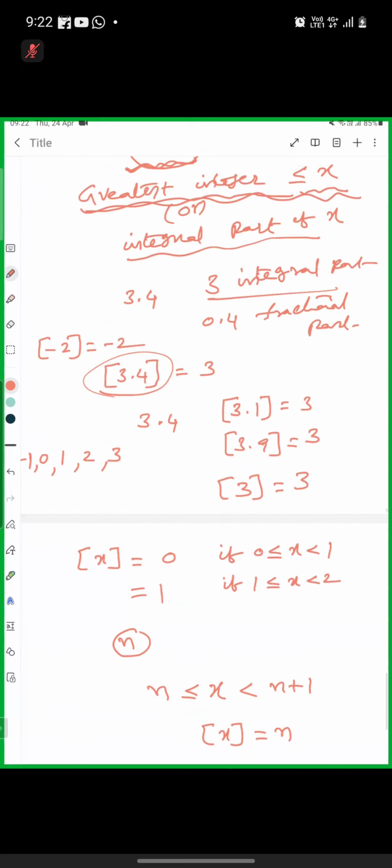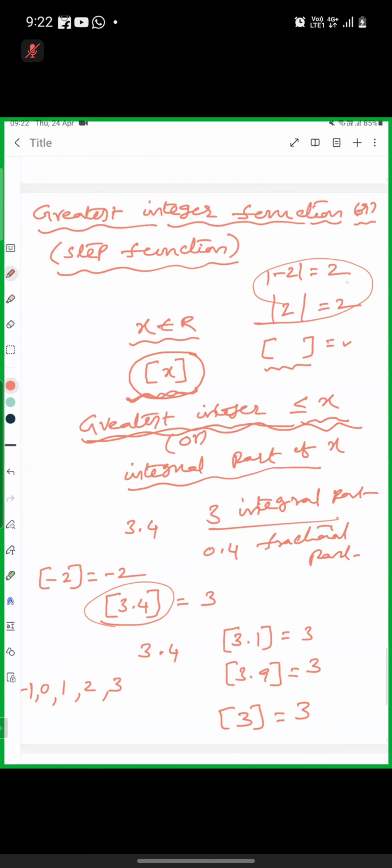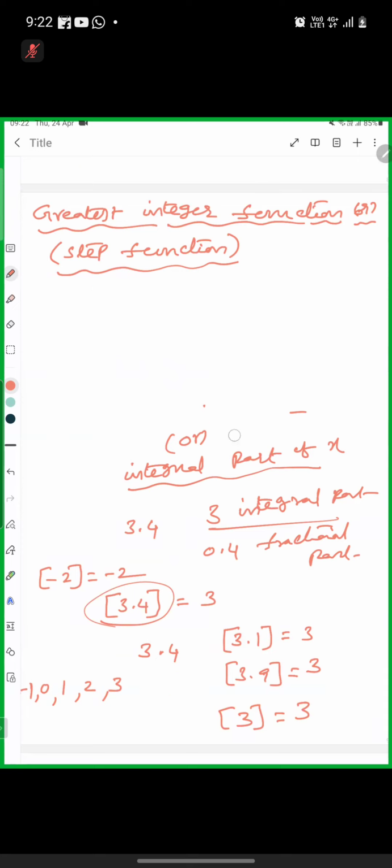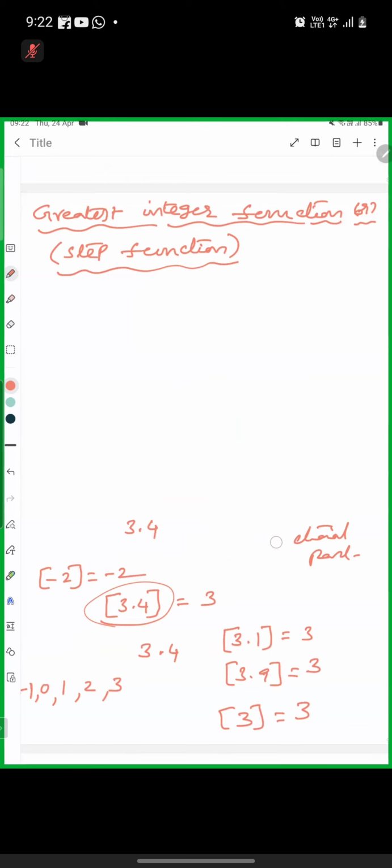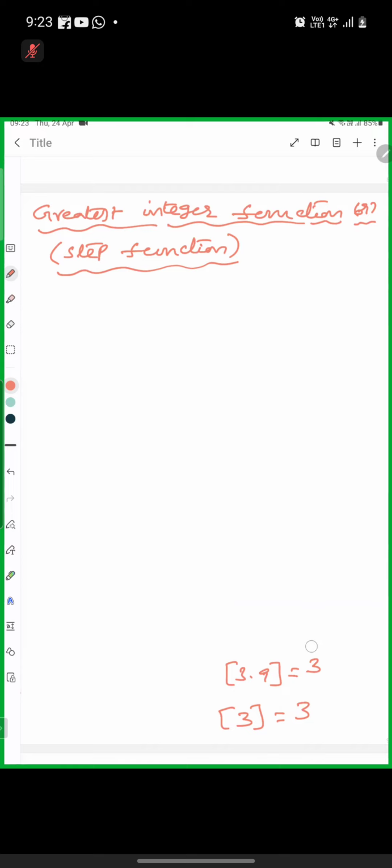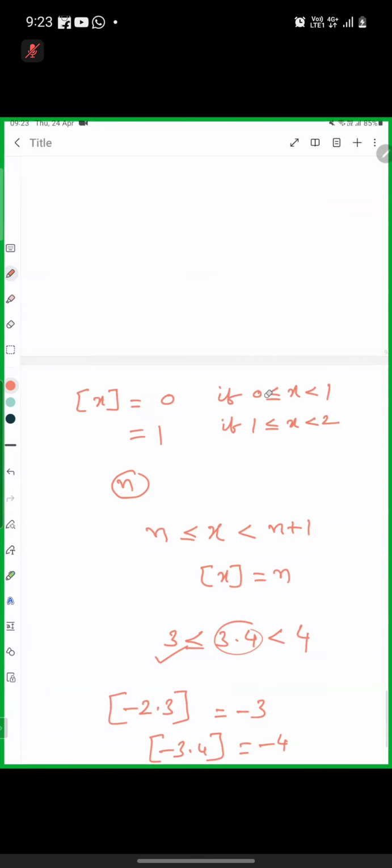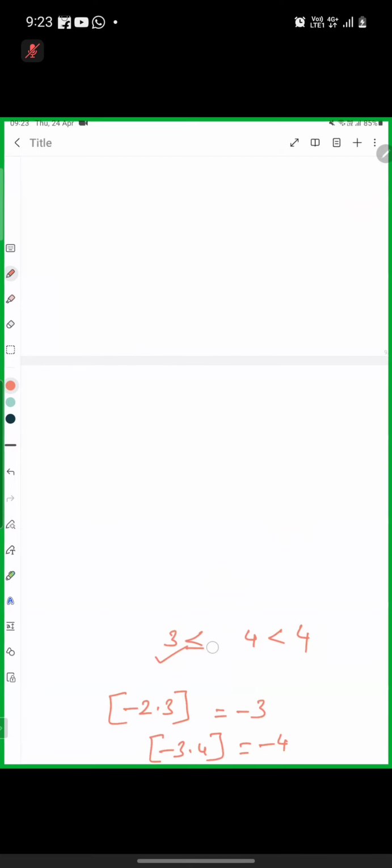What is the domain of the integral part of x? That means for what values of x it is defined? All real numbers. If you take any real number, step x is defined. But what about the range? The output you get is integers only. The range of step x is Z, and the domain is R. Now write down the definition.